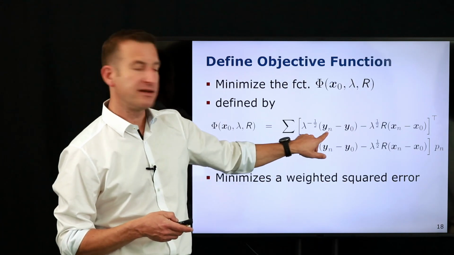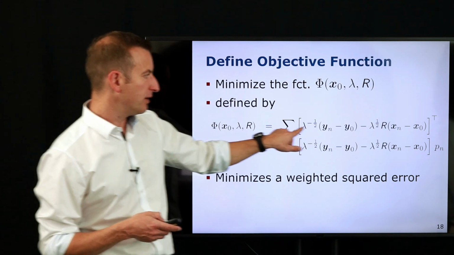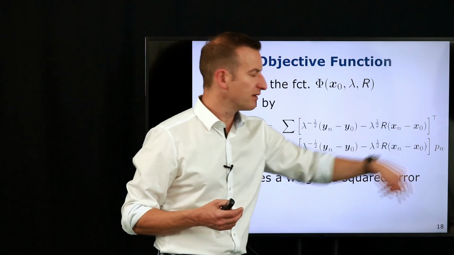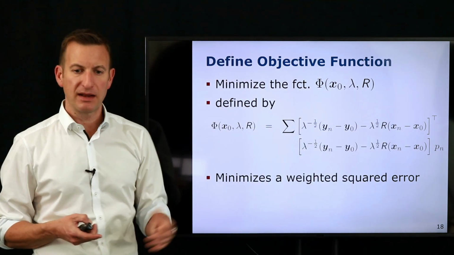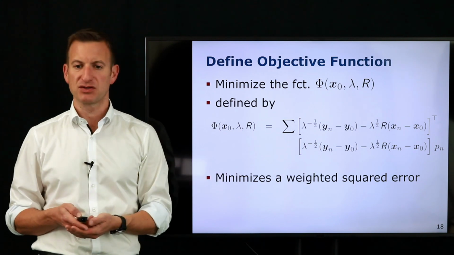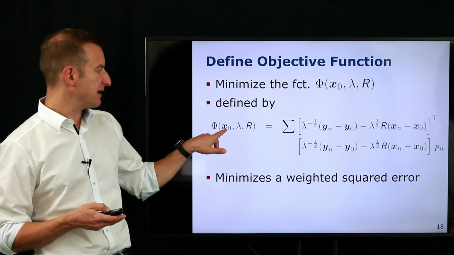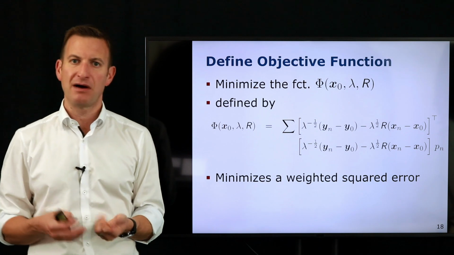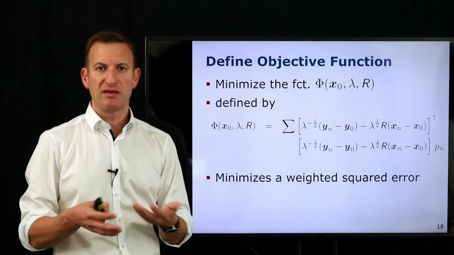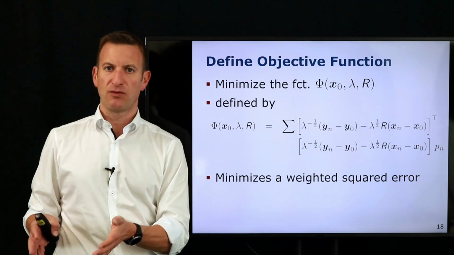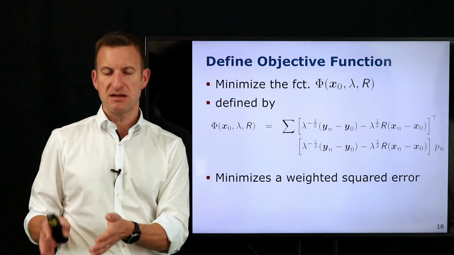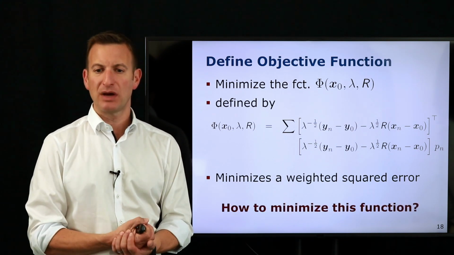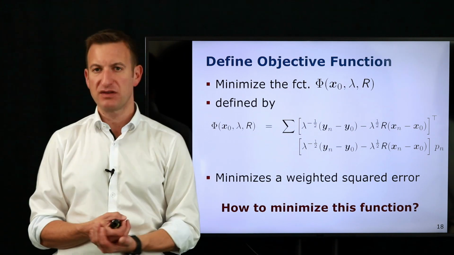So therefore I have yn sitting over here, and I'm again summing over all points and computing this product, which gives me the squared distance weighted with my weight pn. And I want to minimize this objective function. If I minimize it, finding the parameters x0, lambda, and R such that this function is minimized, then I have found my transformation, which minimizes the mismatch between the transformed point set of xn and my yn. And that's what I actually want to have. So the key question is now, how do I minimize this expression over here?